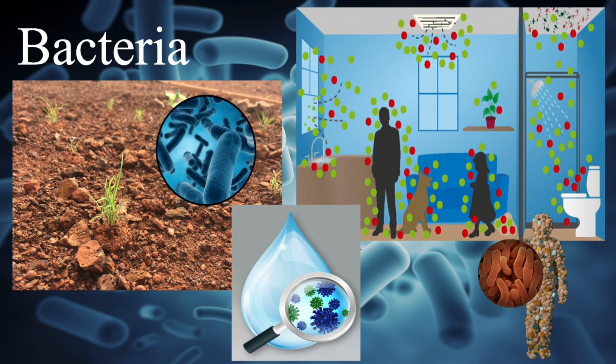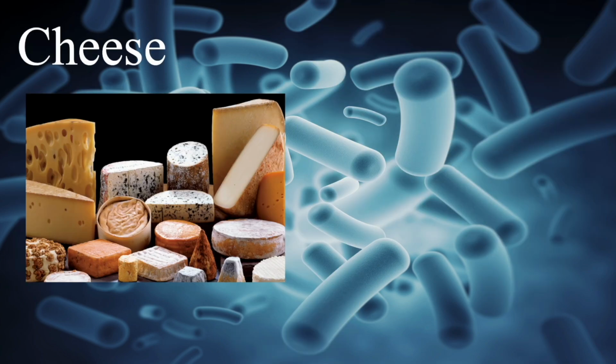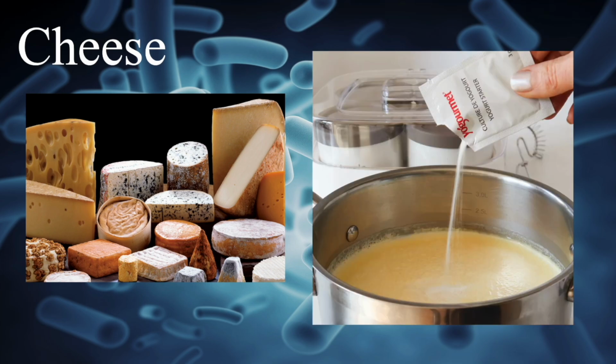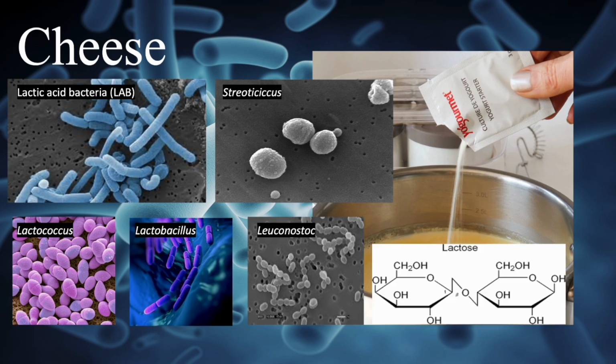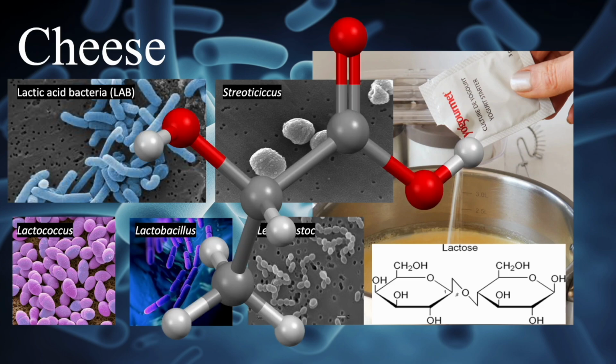Bacteria are everywhere. They can be found in soil, in water, in air, on plants, animals, and yes, even on and in our bodies. Bacteria have long been used by humans to create food products such as cheese. The cheese making process begins with the addition of starter cultures to milk. These starter cultures are usually strains of lactic acid bacteria such as Lactococcus, Lactobacillus, or Streptococcus. The bacteria ferment lactose, which is the sugar in milk, into what's known as lactic acid.